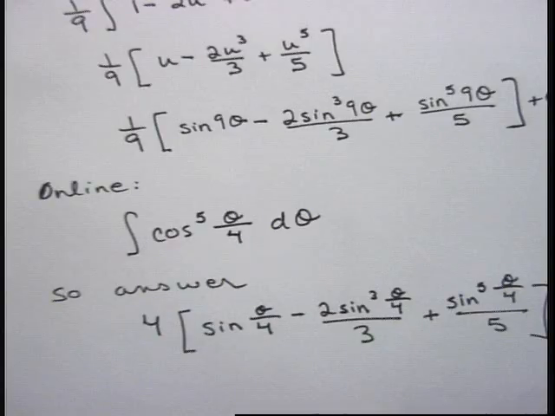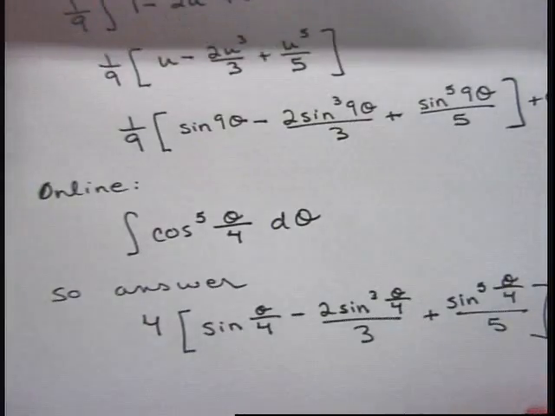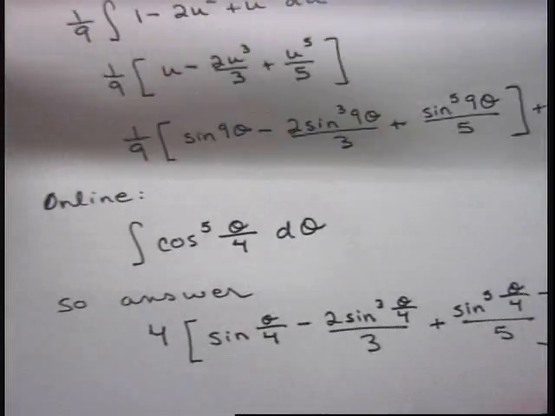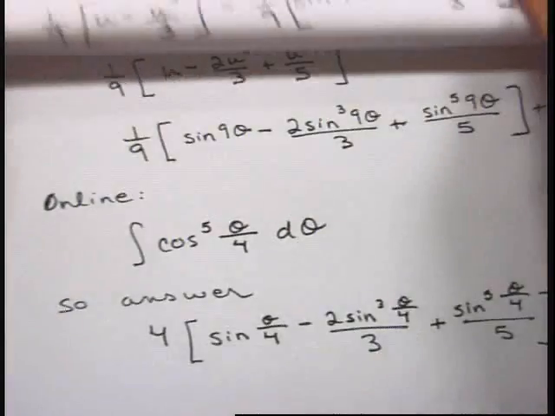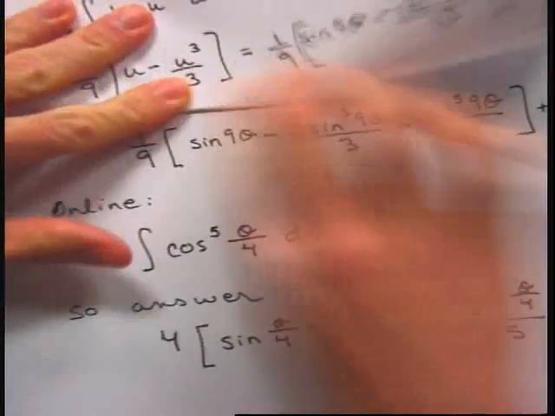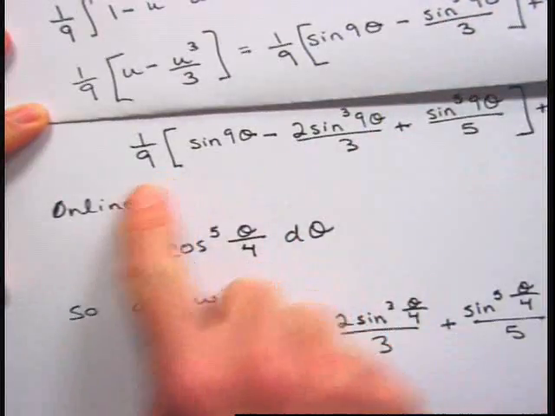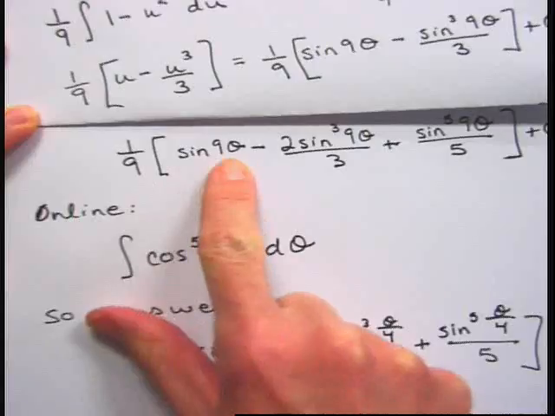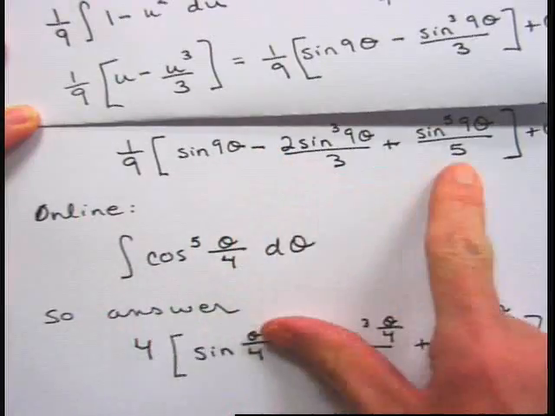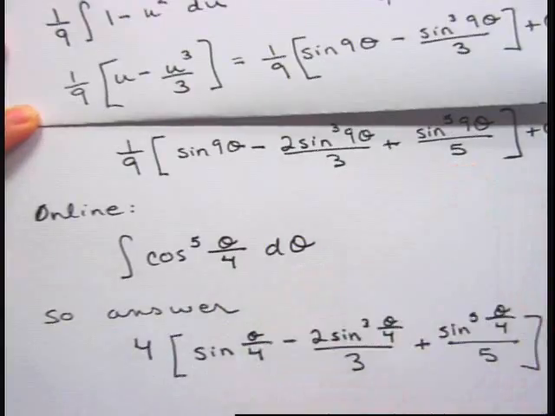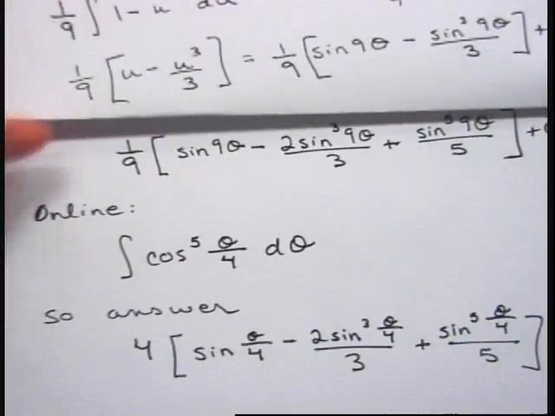So what they're trying to get you to see, or I don't know if they're really trying that hard, but let's assume they care. If you go back and look at the first one, its answer was 1/9 sine 9 theta minus sine cubed 9 theta, whereas this one was 1/9 sine 9 theta and then 2/3, and then over 5. It could be, and it does turn out, that there's actually a pattern, like if you then had to do cosine to the 7th 9 theta, you would have a similar pattern.